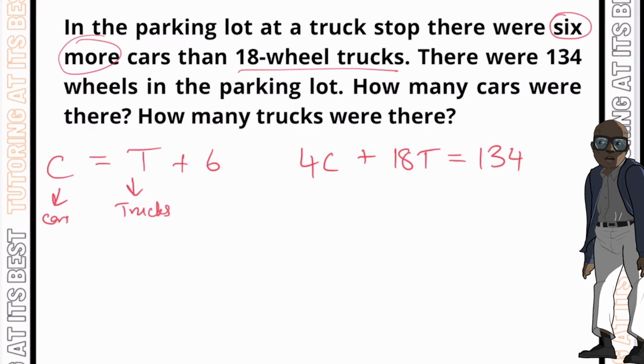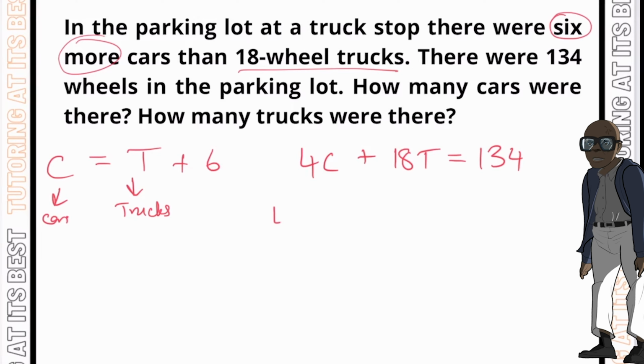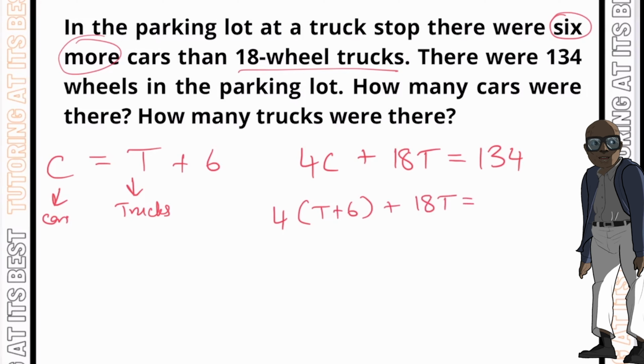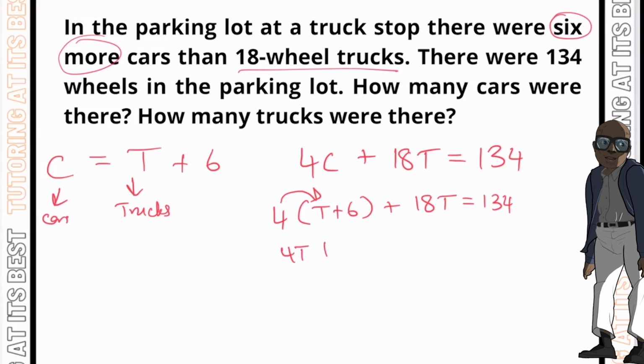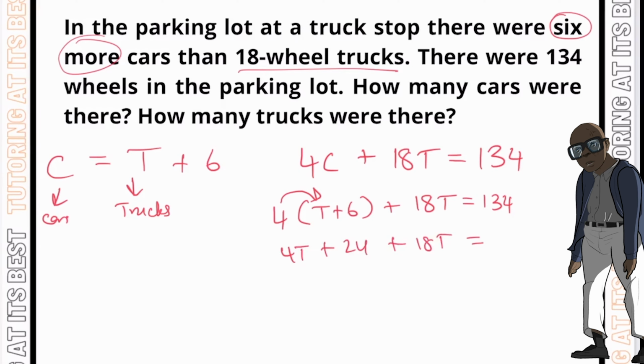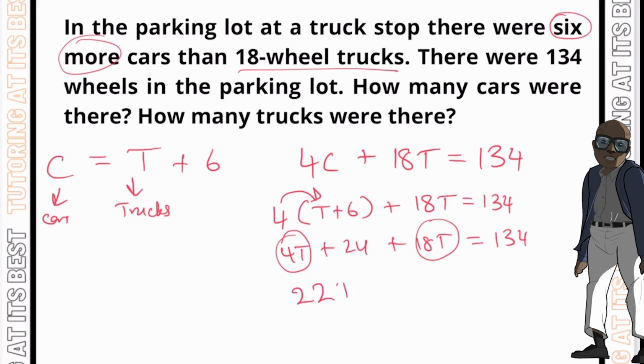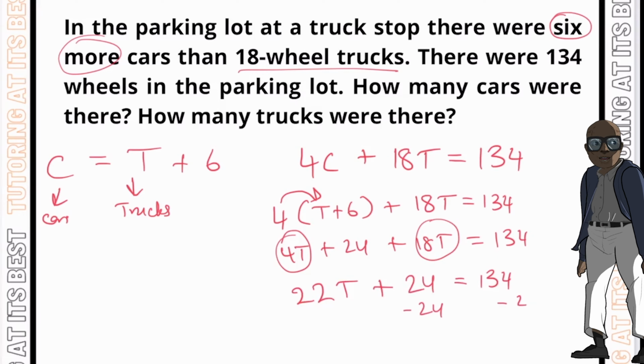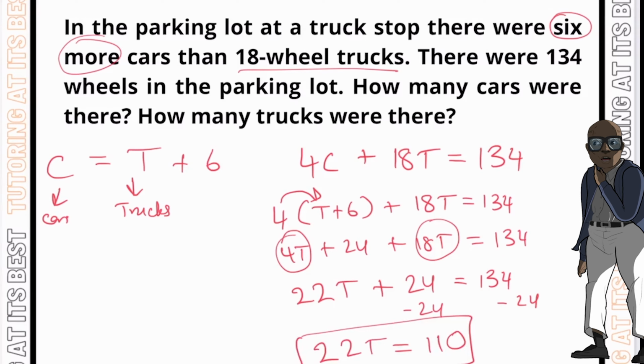So what are we going to simply have? We're going to have 4 multiplied by (T plus 6), because that is what C equals, plus 18T, and that gives us 134. And if we expand this out, we have 4T plus 24 plus 18T, which is 134. And then putting your T's together, we have 22T plus 24, which is 134. And if we minus 24 from each side, what are we left with? That's 22T, which equals 110. So now we know that T will equal 5.